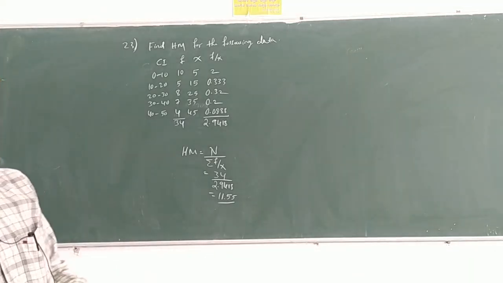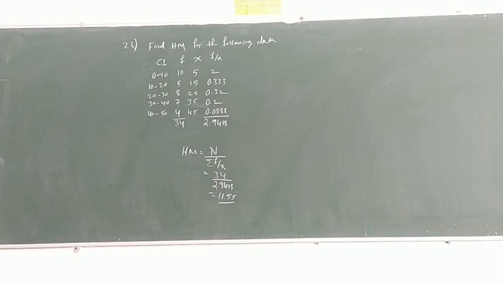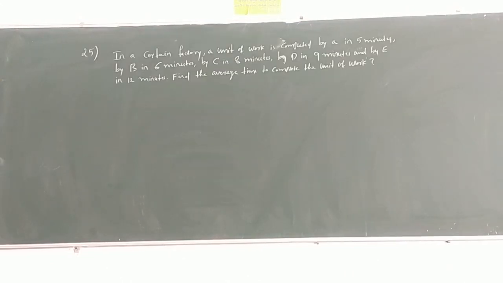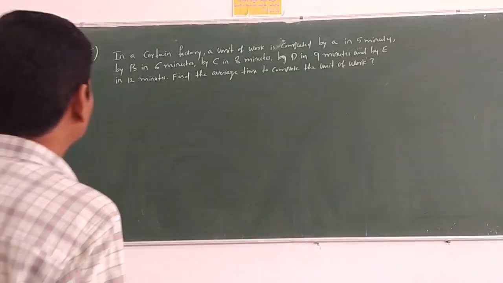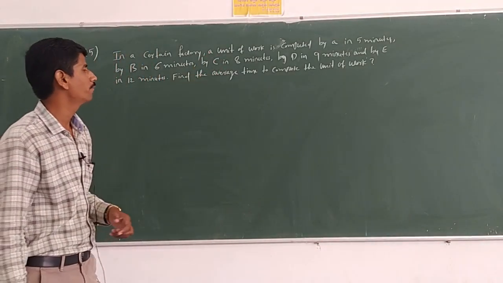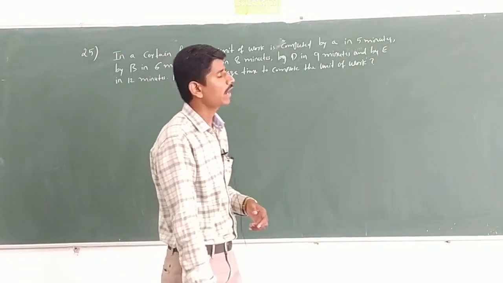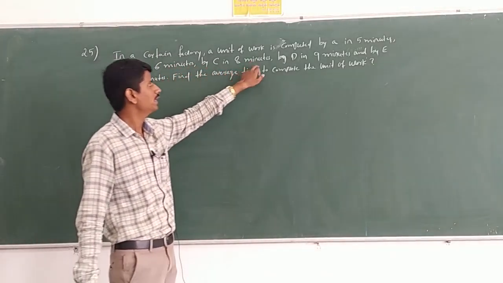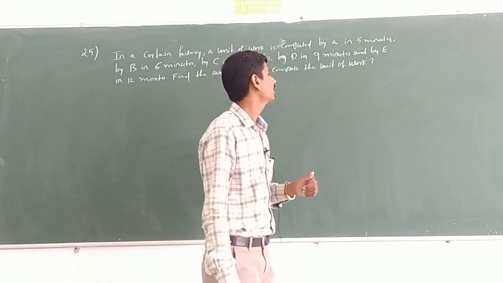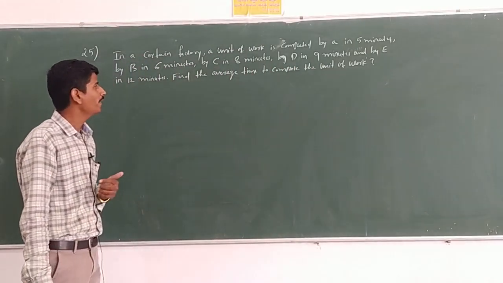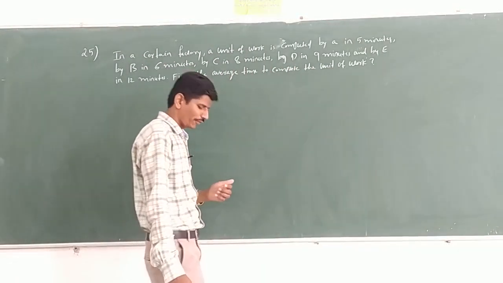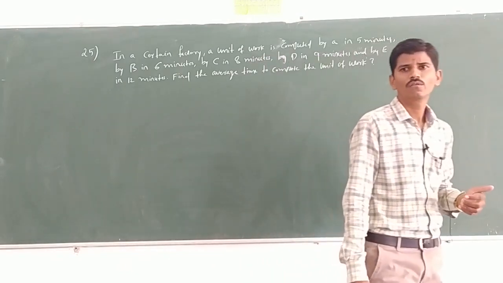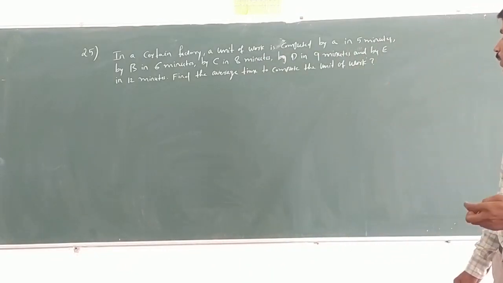Okay, the next problem, the 25th problem. In a certain factory, a unit of work is completed by A in 5 minutes, by B in 6 minutes, by C in 8 minutes, by D in 9 minutes and by E in 12 minutes. Find the average time to complete the unit of work.